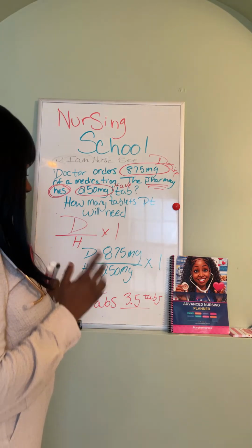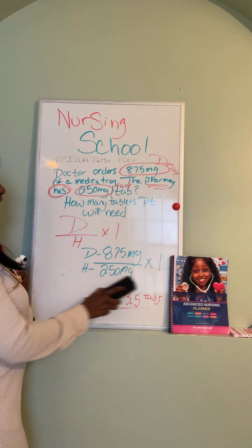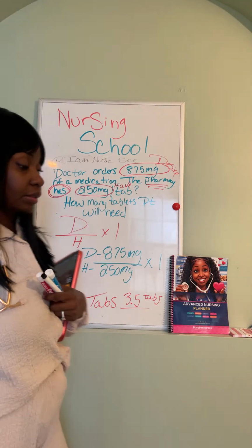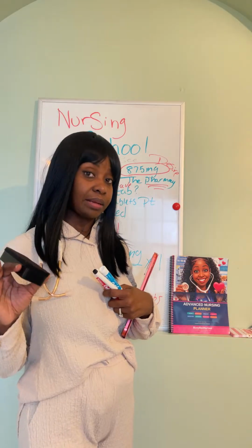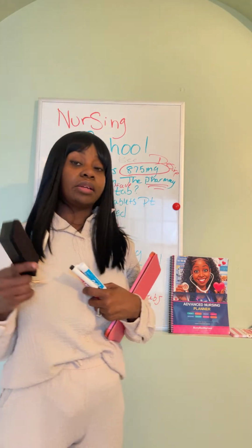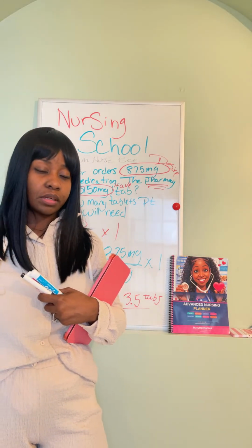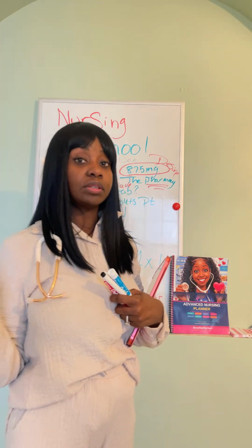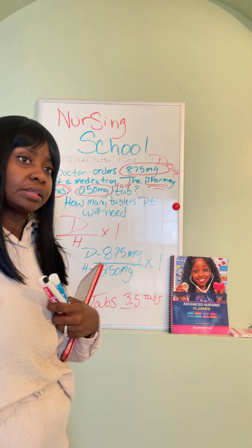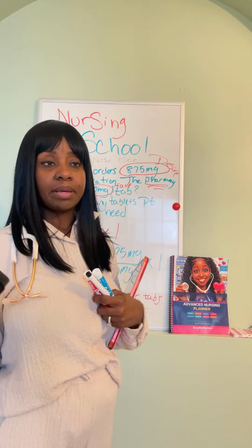So, this is what you're going to give them. You're going to do desired over half, and you're going to times it by 1. Gives you 3.5 tablets. So you're going to get 4 tablets. If it's a narcotic, you're going to have to waste it with another nurse. If it's not a narcotic, you can discard it. But perhaps it's like a Tylenol, just an example. So I'll just say medication.